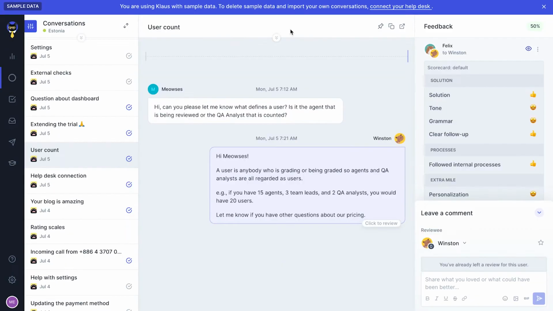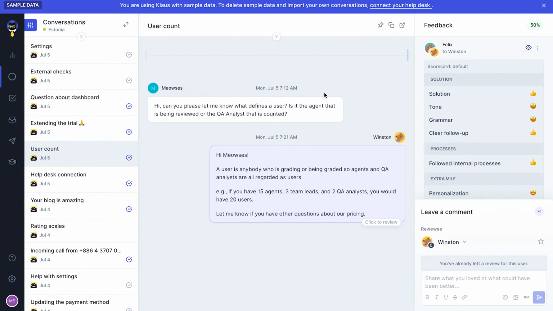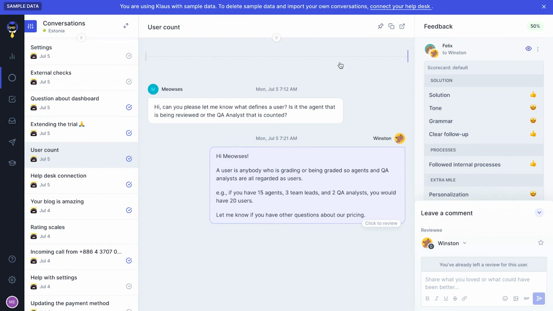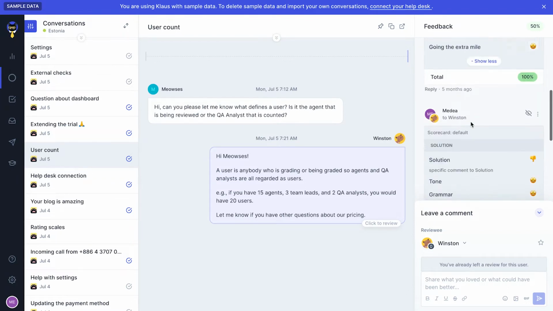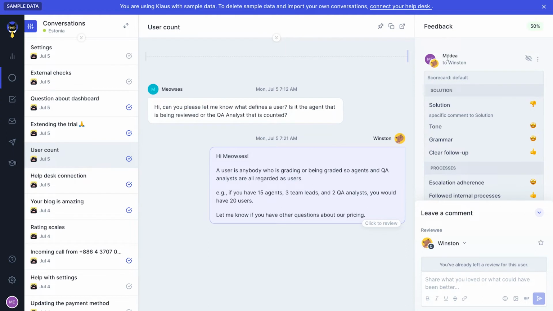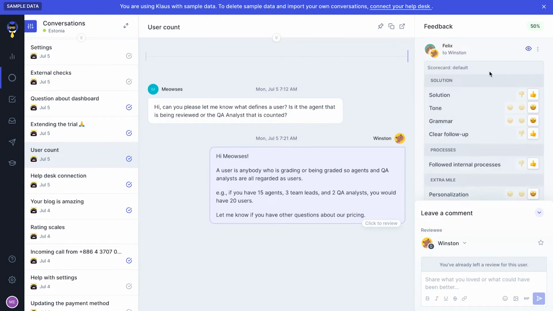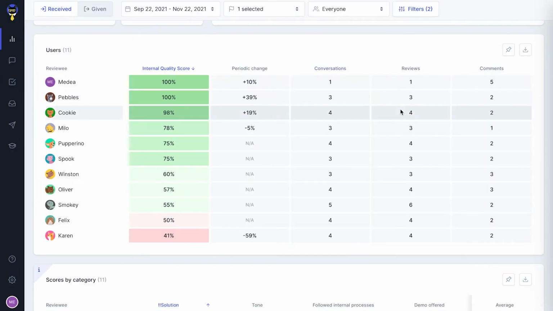If I take you over here, you can see that here's a conversation. You can refer to it as a ticket or just this interaction that we see here in the middle. And then it was reviewed twice. So this is a single review, Felix reviewing Winston, and there's another review by Medea. So the ticket received 2 reviews, and that's why the count for the reviews is sometimes higher than the count for the conversations column.